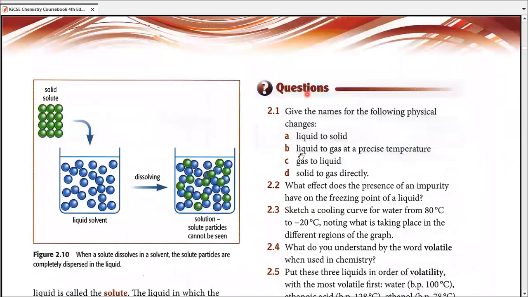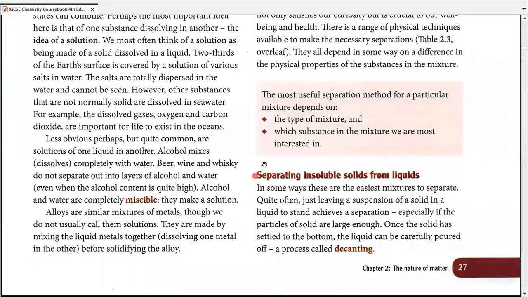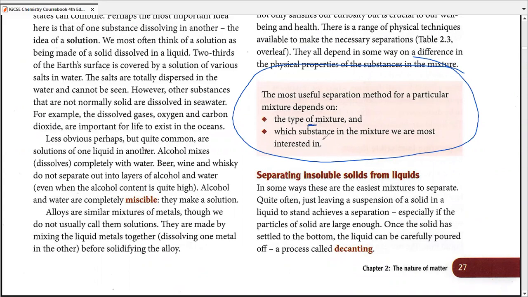So exactly how would we know which kind of separation technique we are interested in? We have this pink portion that helps us to think and decide which separation technique is going to be the best one for us. For any particular mixture, number one, it depends upon the type of the mixture. And number two, it depends upon the substance in the mixture we are most interested in.